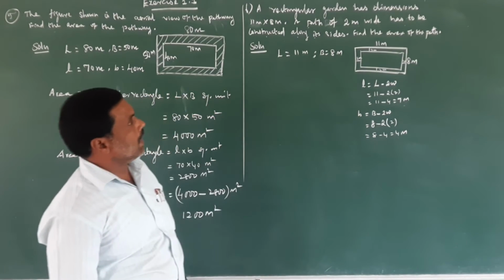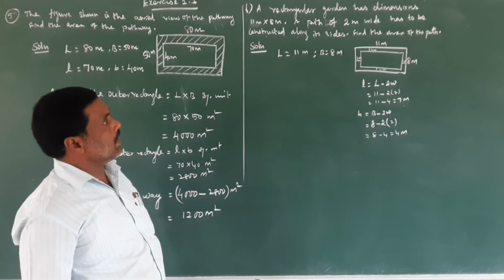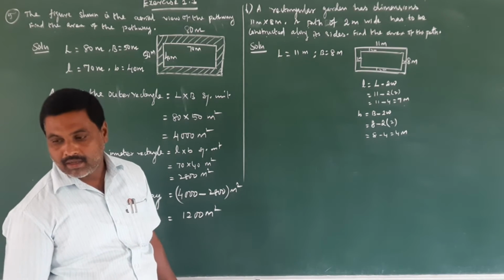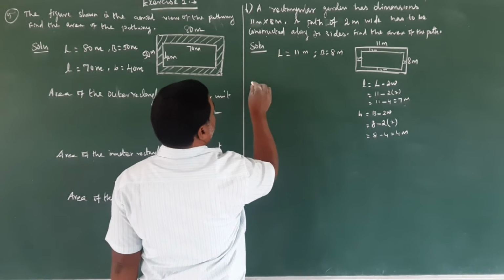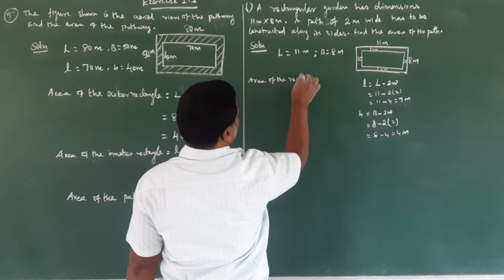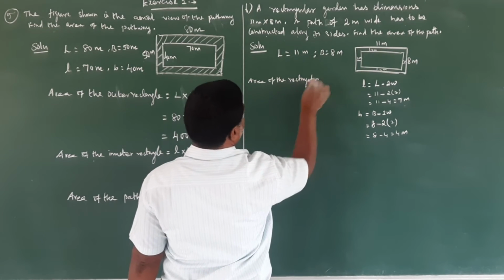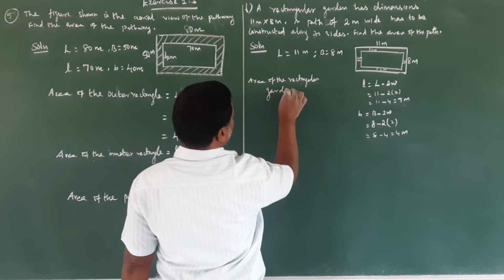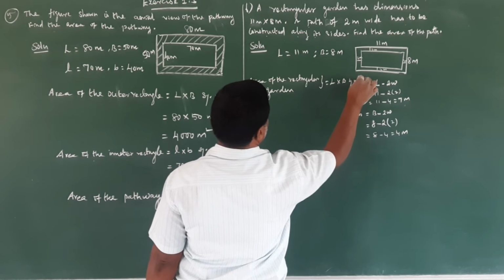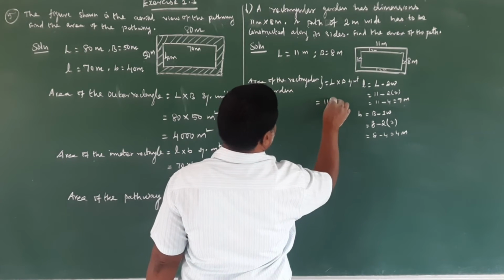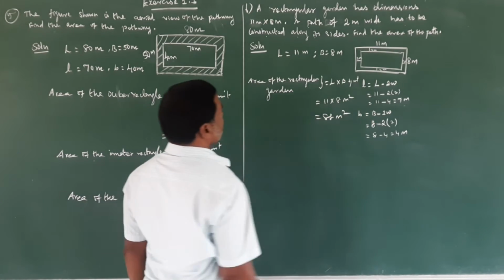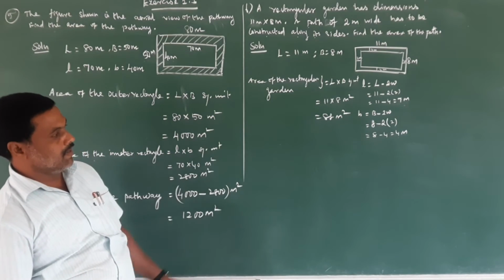Now area of the rectangular garden equal to capital L into B square unit. Now 11 into 8 meter square, 88 meter square. Area of the rectangular garden is 88 meter square.